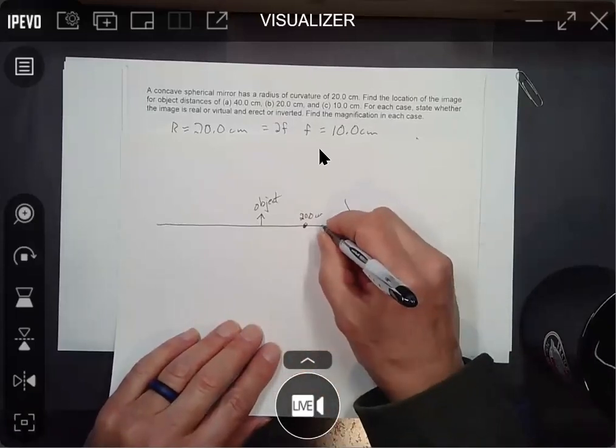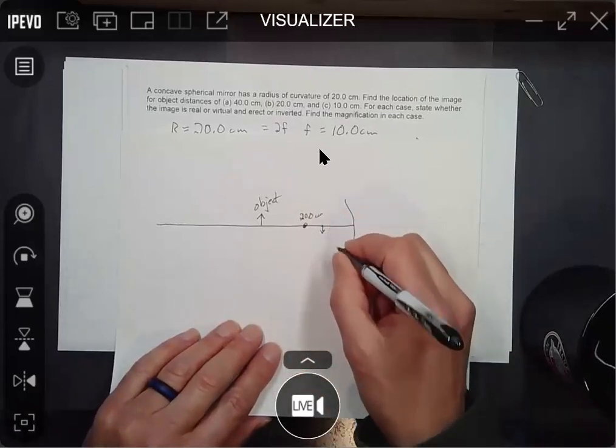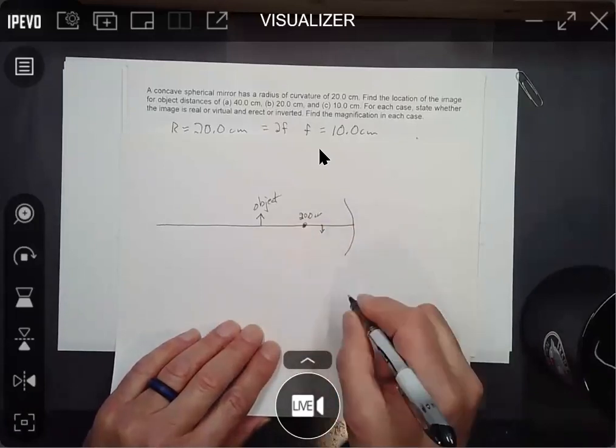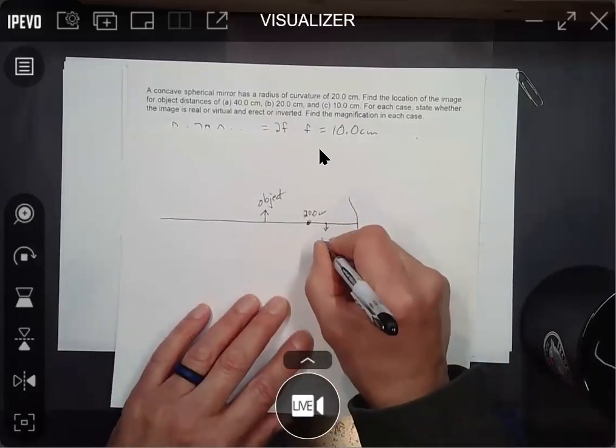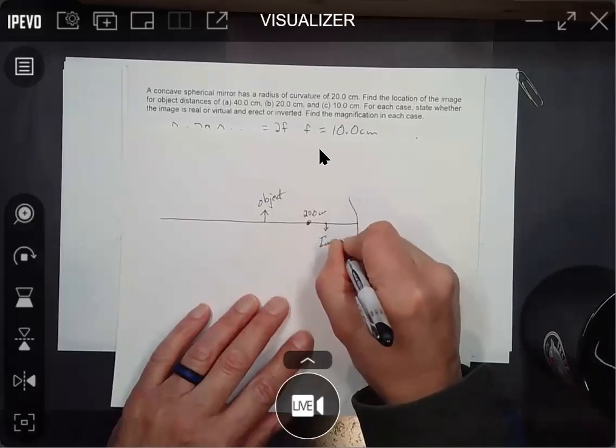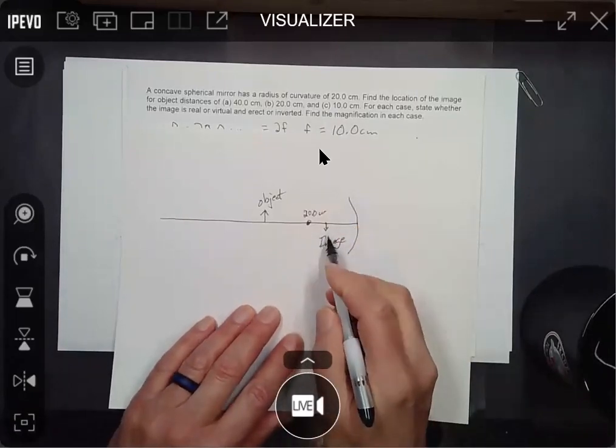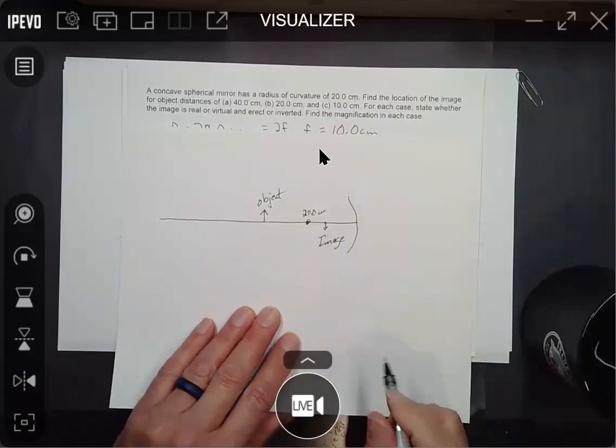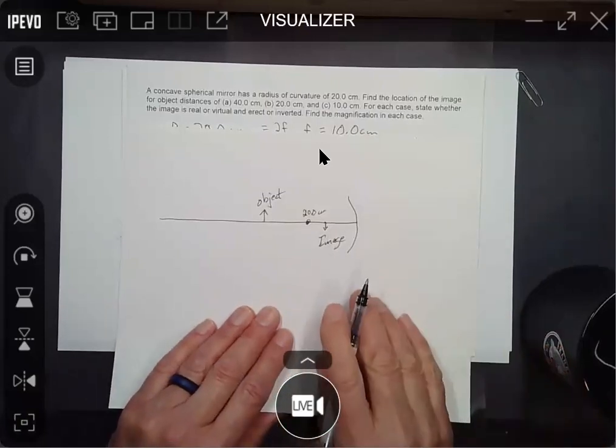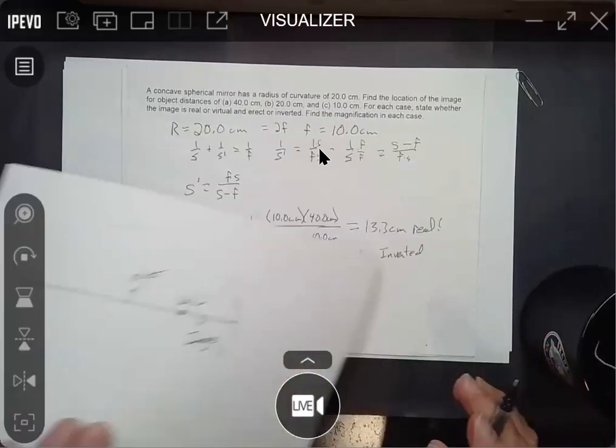And the image is 1/3 the size of the original. That's approximately 1/3. And it's upside down. So that's where the thing happens to be. Well, that wasn't too bad. A few steps there. Let's do another one.